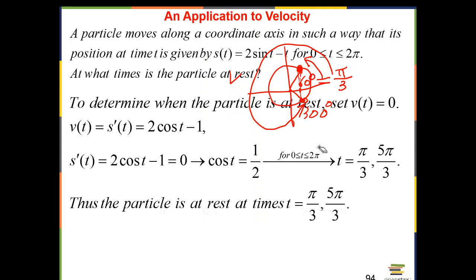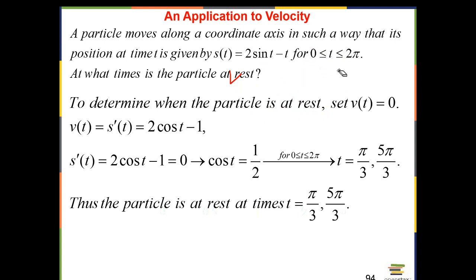So there are two angles where cosine is 0, from 0 to 2 pi. Pi over 3 and 5 pi over 3, right? So our answer to this question is that the particle is at rest at times t equal to pi over 3 and 5 pi over 3.